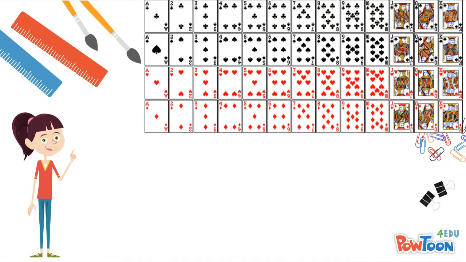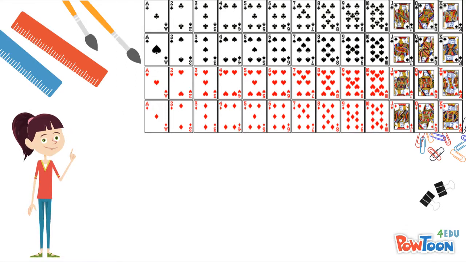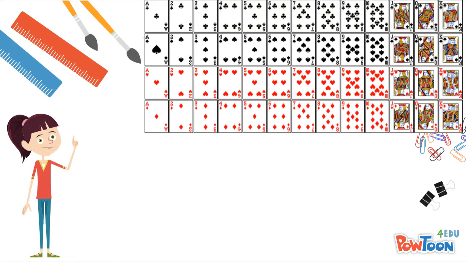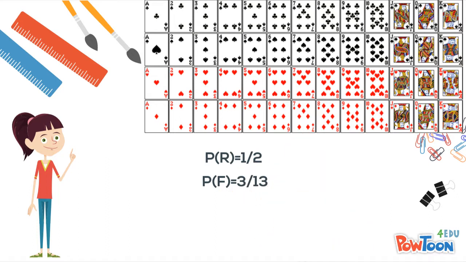Let's suppose we have a deck of cards. Within a deck of cards, we have different suits, different numbers. We have face cards, red and black cards. We're going to look at two different possible outcomes: drawing a red card and drawing a face card. The probability of drawing a red card from the deck is 1 in 2, and the probability of drawing a face card is 3 in 13.